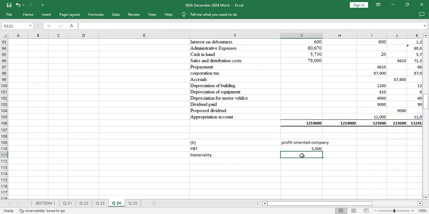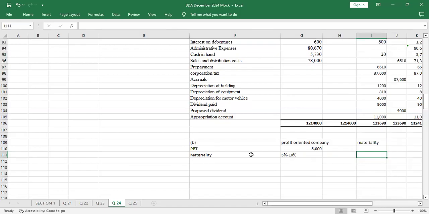Yeah, materiality is 5% to 10%. So it means the lowest will be 5%, while the highest you take 10%. So what is the planning materiality in this case now? So materiality. Yeah, so will we use 5% or 10%?